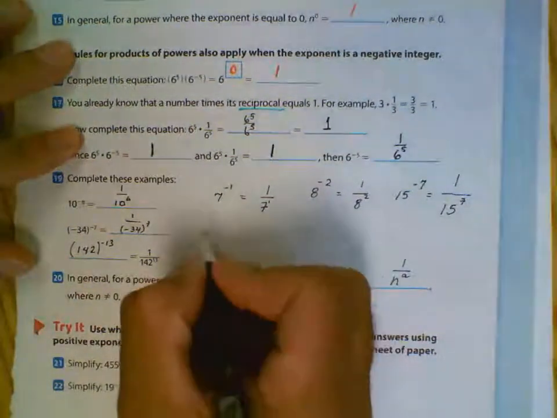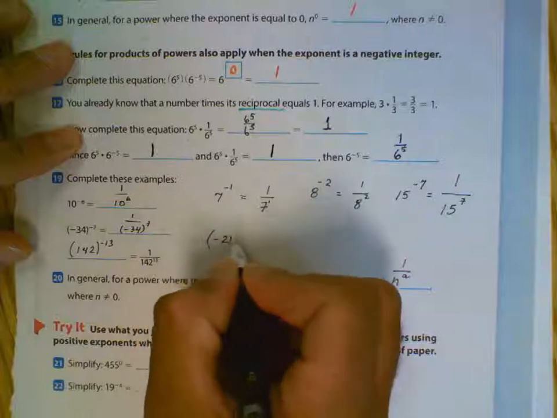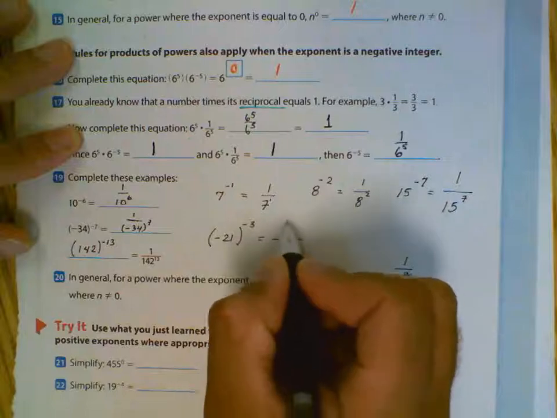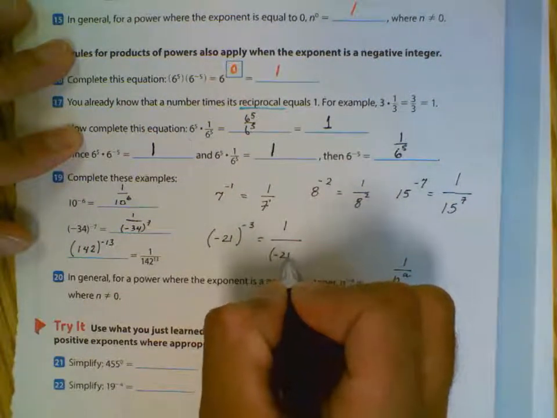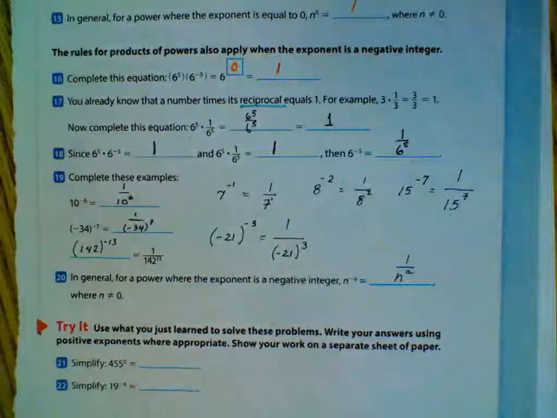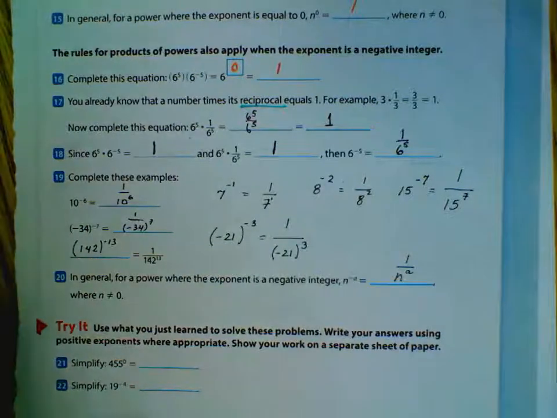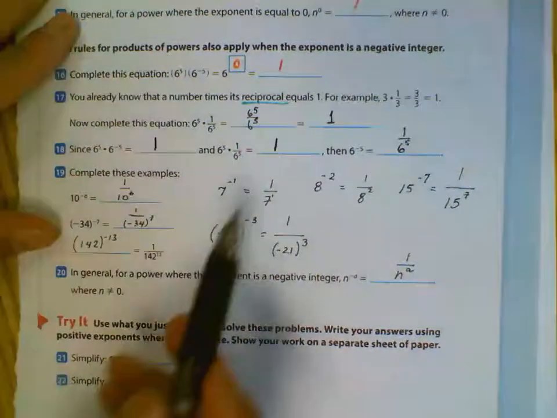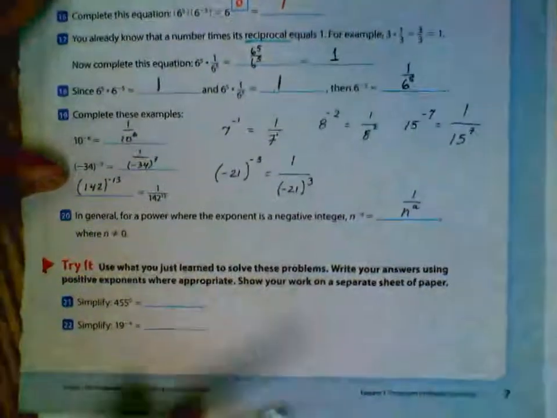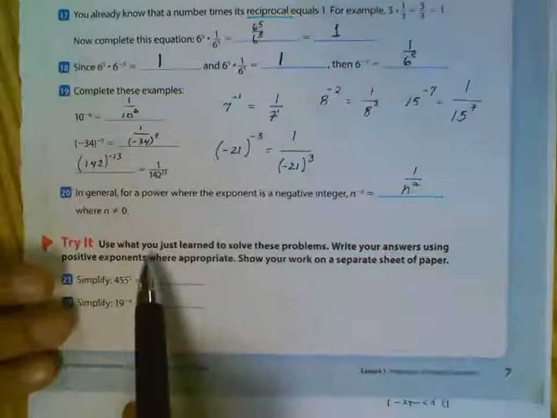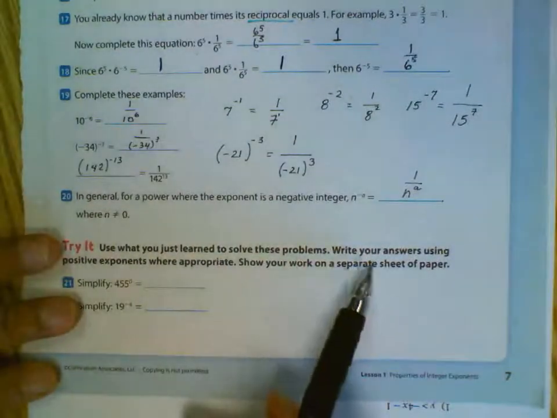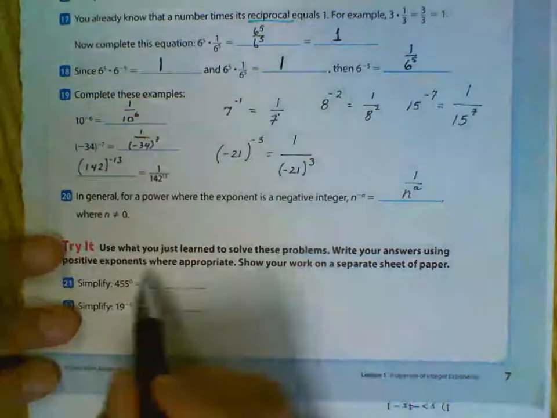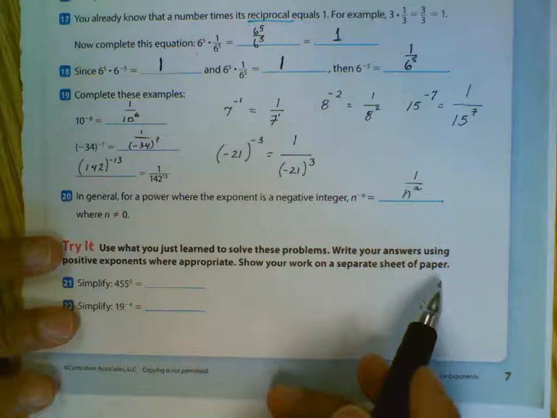Okay? One last one. Negative 21 to the negative 3rd power is equal to 1 over negative 21 to the 3rd power. So, we cannot have negative exponents. We move them to the denominator, and the numerator is going to be 1. Let's give it a try to the following ones. Use what we just learned to solve these problems. Write your answer using positive exponents where appropriate. Show your work on a separate piece of paper.